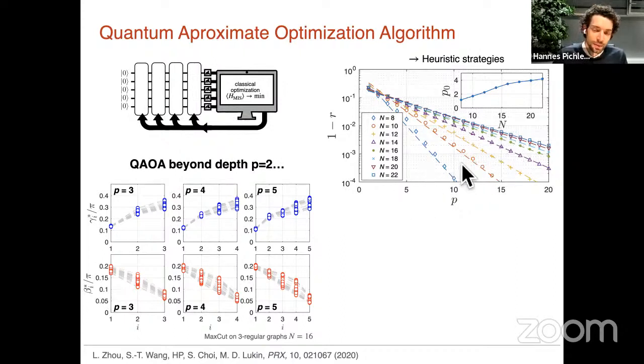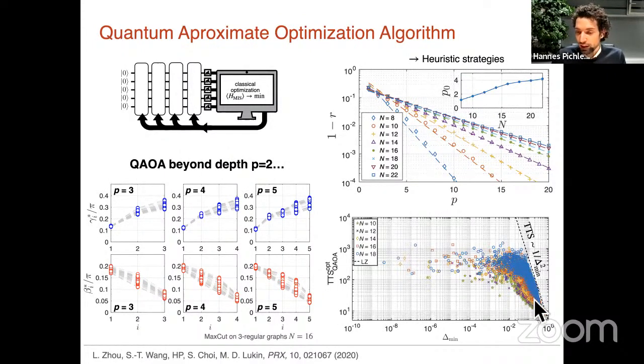We can only do this numerically for rather small system sizes, and we cannot really make a statement about how this QAOA scales with system size, what the performance is. For that, we would eventually like to do this, of course, on a coherent quantum machine.